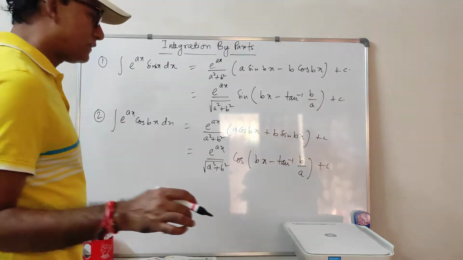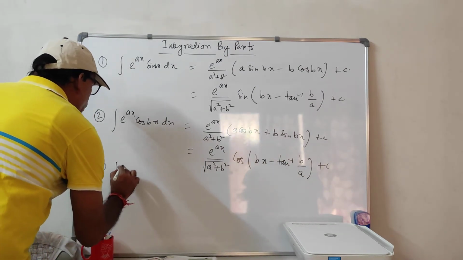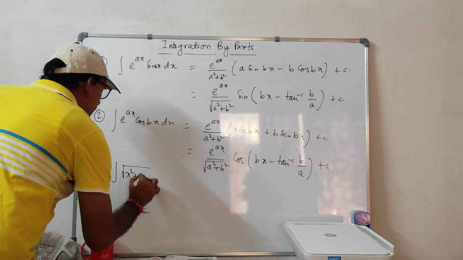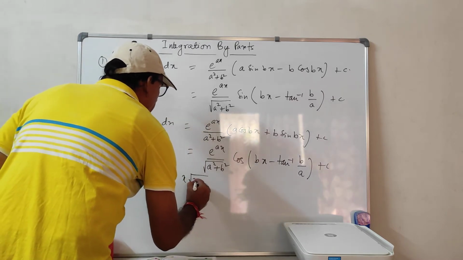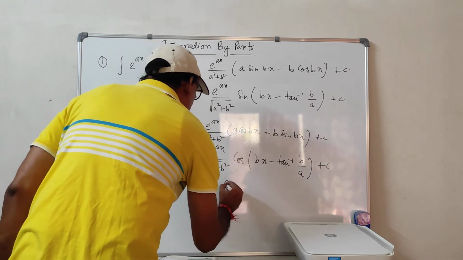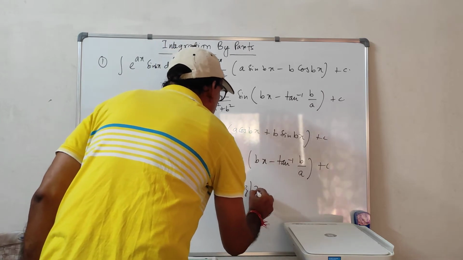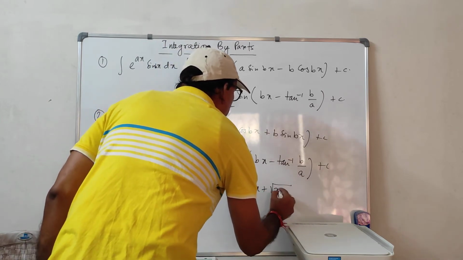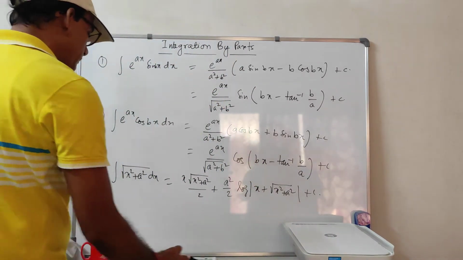Other three formulas are there. Integration root over of x square plus a square dx equals to x root over of x square plus a square by 2 plus a square by 2 log mod x plus root over of x square plus a square plus c. This is number 3.